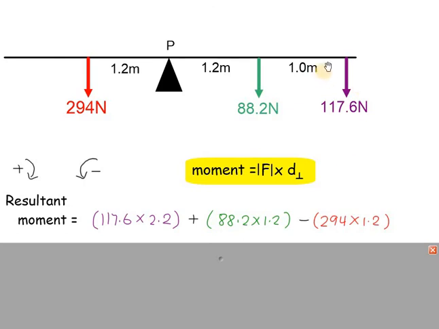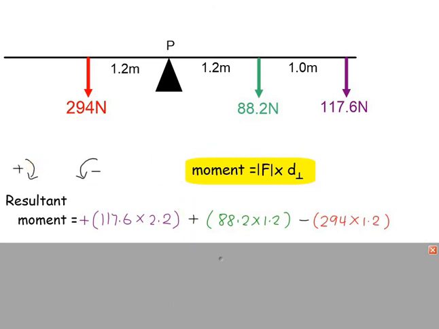And then using the formula, we're going to calculate moments. So we have 117.6 newtons force times perpendicular distance from there to there, 2.2 meters. And this is a force that would push the seesaw down in this direction, producing a clockwise moment, so it's positive. And now for the next force here, 88.2 newtons times its perpendicular distance. Again, it will produce a moment in this direction because it wants to push the seesaw down on this side. That's going to be clockwise, so it's positive.